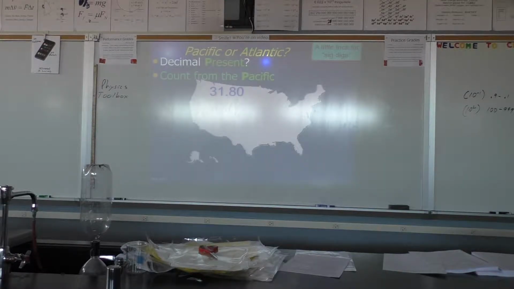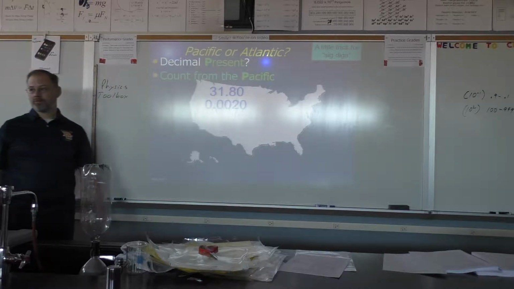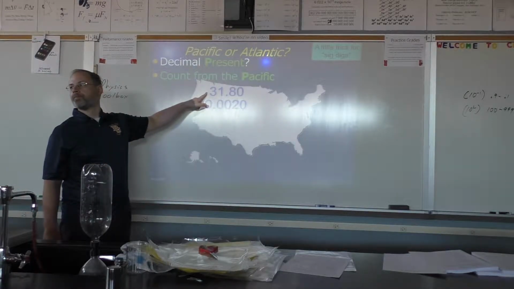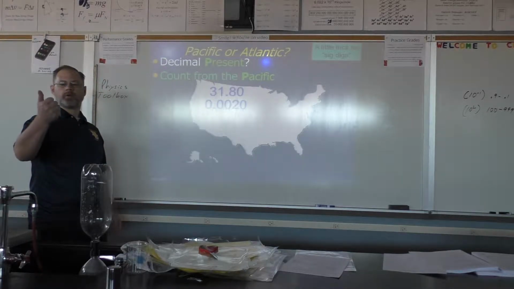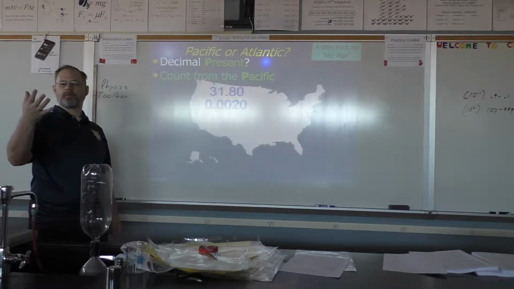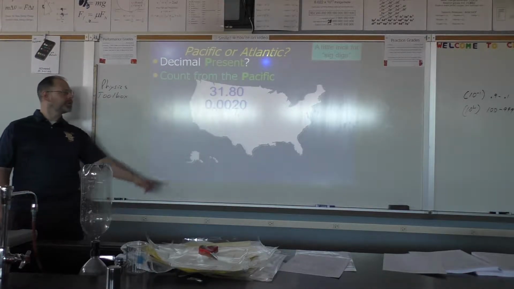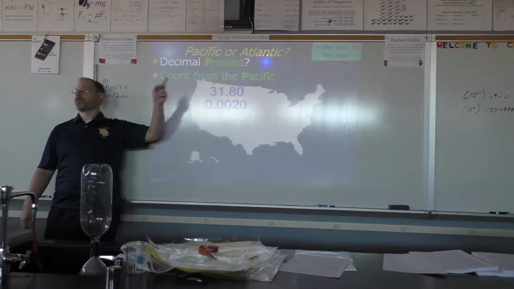For instance, 31.80 and 0.0020. Just looking at it, think about how many numbers of significance this one has. And I'll ask for fingers. 1, 2, 3, 4, 5. So how many numbers of significance does this have? Show me with your fingers.